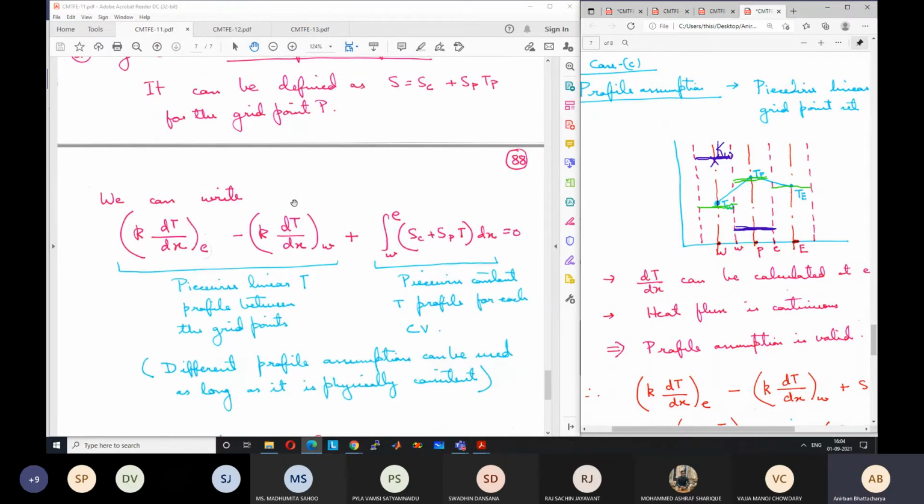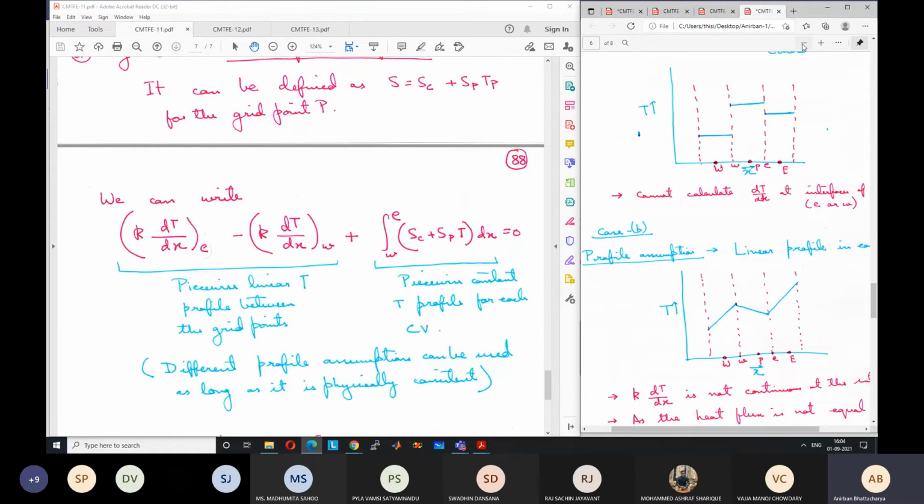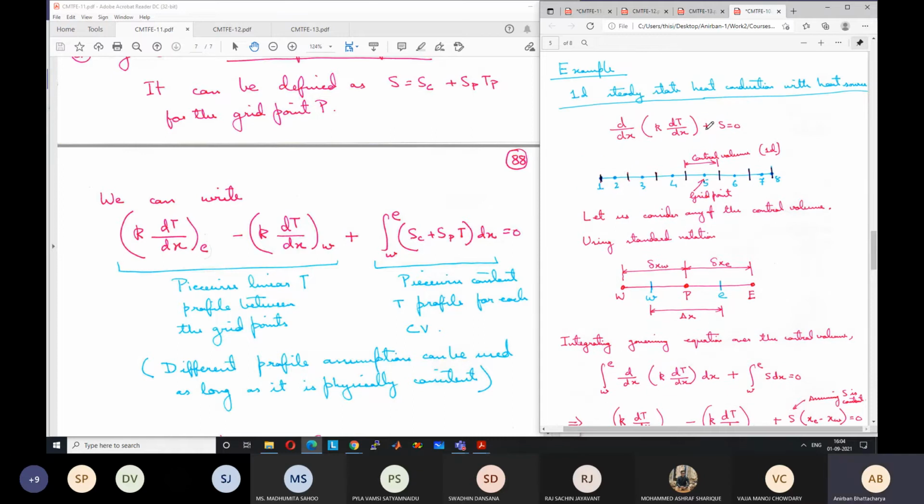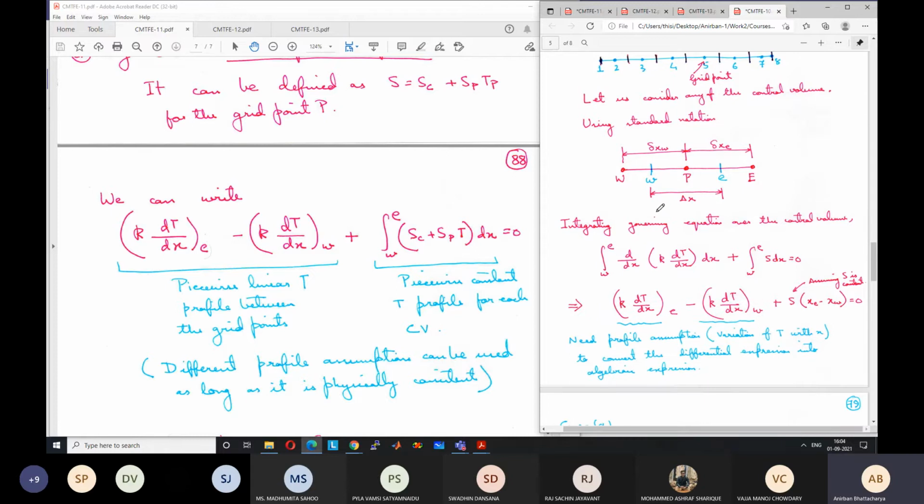So coming to the integration of the equation, if you remember how we had derived it, let me increase the size somewhat. d dx of k dt dx plus s equal to 0. This s now we are saying is not constant. It is SC plus SPTP. So for the grid point P, we had integrated going from the west to the east side. So from W to E, d dx of k dt dx dx plus from W to E s dx. So this first part resulted in this term k dt dx at east minus k dt dx at west, the flux terms. And the second part will now be SC plus SPT, going from west to east, integral of that into dx.